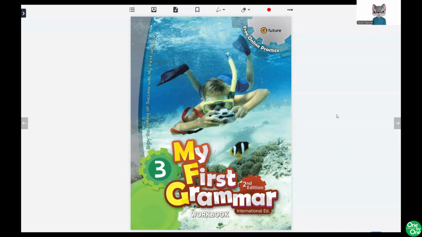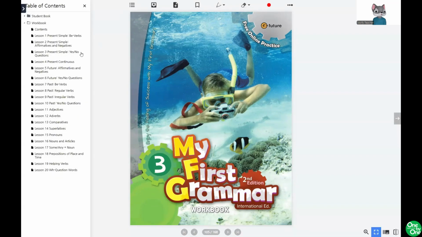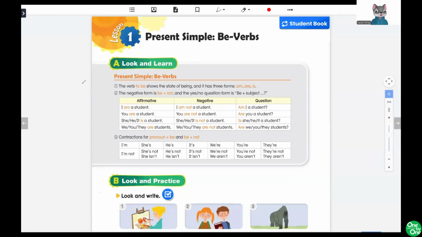Now, let's get started. Please take out your book, which is My First Grammar Workbook, and let's go to unit number 1. What we're going to do today is a little review of the My First Grammar 3 workbook. Let's get started, shall we?